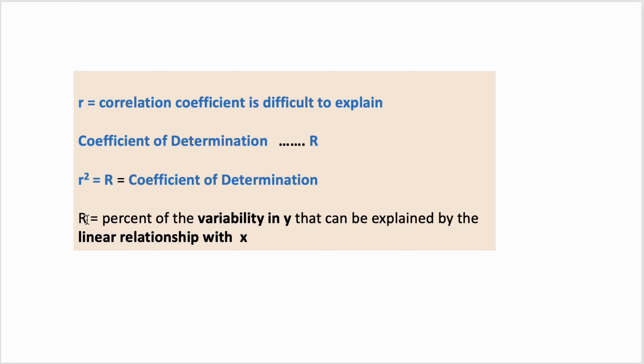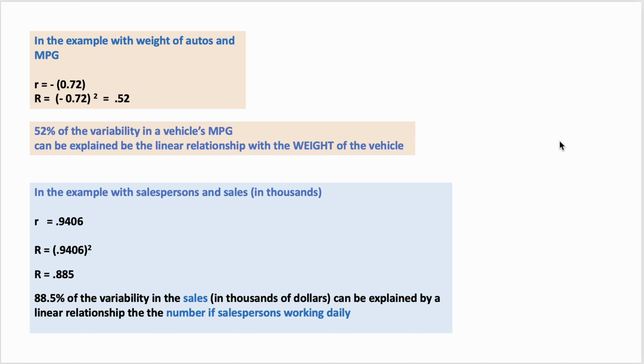Let me tell you abstractly what the coefficient of determination is and how it can be worded. What it does is explain the variability in the response variable that can be explained by its linear relation with the explanatory variable. Well, we certainly need that applied to the examples that I presented with you earlier.